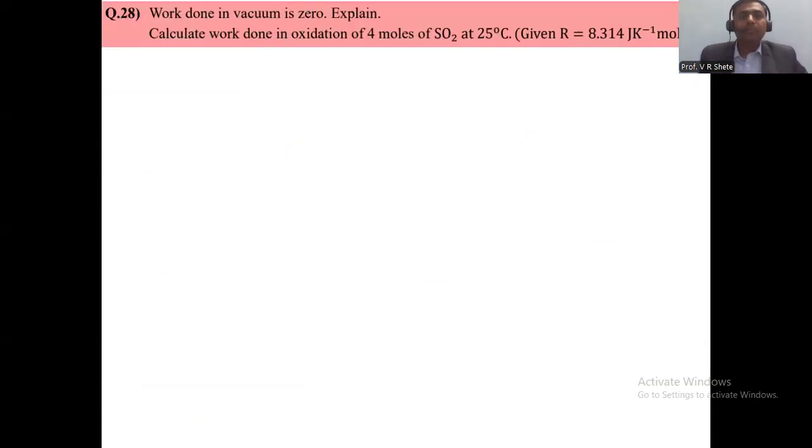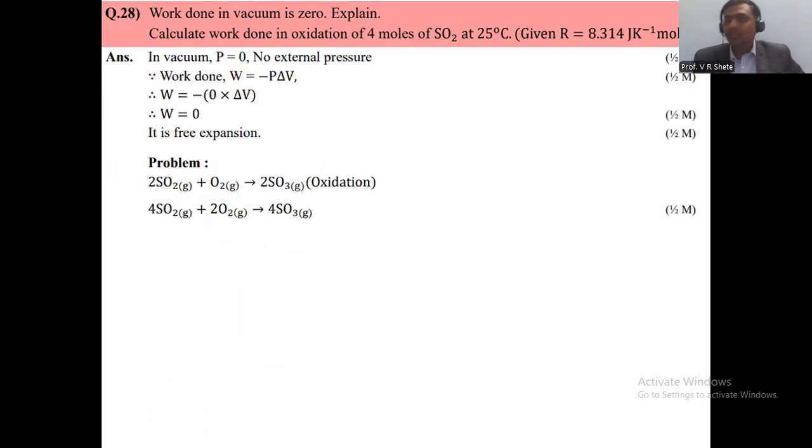Next, we take the next question. Work done in the vacuum is 0. Explain. Second, calculate work done for oxidation of 4 moles of sulfur dioxide at 25 degrees Celsius. We know that we can calculate work done in 3 ways. First one, work done at constant pressure. Second, work done at 0 pressure. And the third one is work done at variable pressure. Here, the work done is in vacuum. In the vacuum, there is no external pressure. So in this equation, we can substitute P as 0 and you will get work done as 0. That is free expansion.